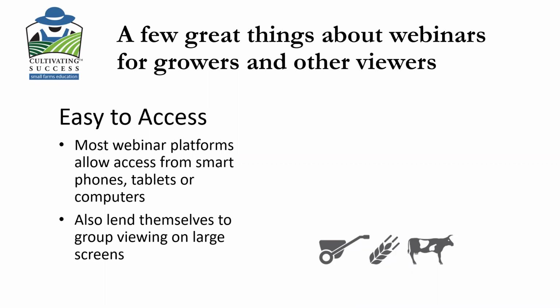They also lend themselves to group viewings on large screens. So in the event that there's a webinar that's of interest to a number of people in a specific location, they can get together and watch that together and have a group discussion after that. Also for educators who are located in counties where the internet service may not be strong enough for individuals to watch webinars at their homes, they can come into the extension office or another central location to view the webinar as a group.